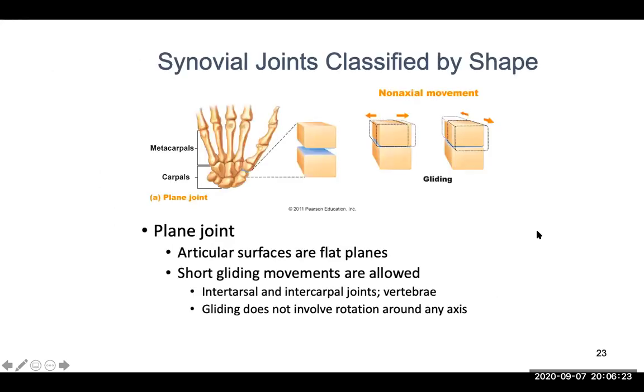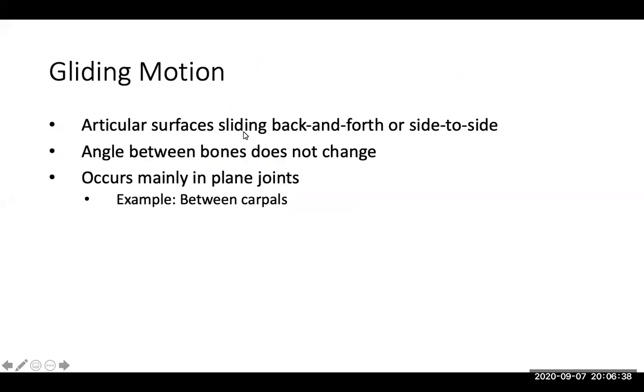So in the plane joint, the articular surfaces are flat planes, and we have short gliding movements. Examples of these are your vertebrae. The gliding does not involve any rotation around an axis. So these are just bones gliding past each other. In gliding motion, the articular surfaces slide back and forth across each other. The angle between the bones does not change, and this occurs in plane joints like between your carpals.